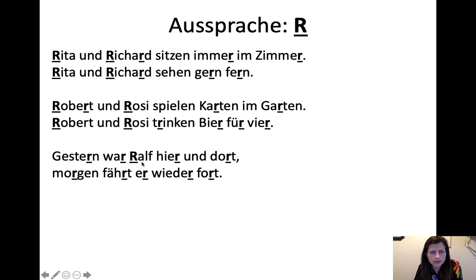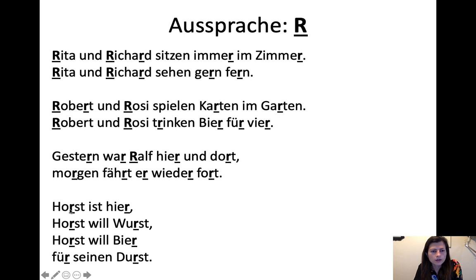Gestern war Ralf hier und dort. Morgen fährt er wieder fort. Horst ist hier. Horst will Wurst. Horst will Bier für seinen Durst.